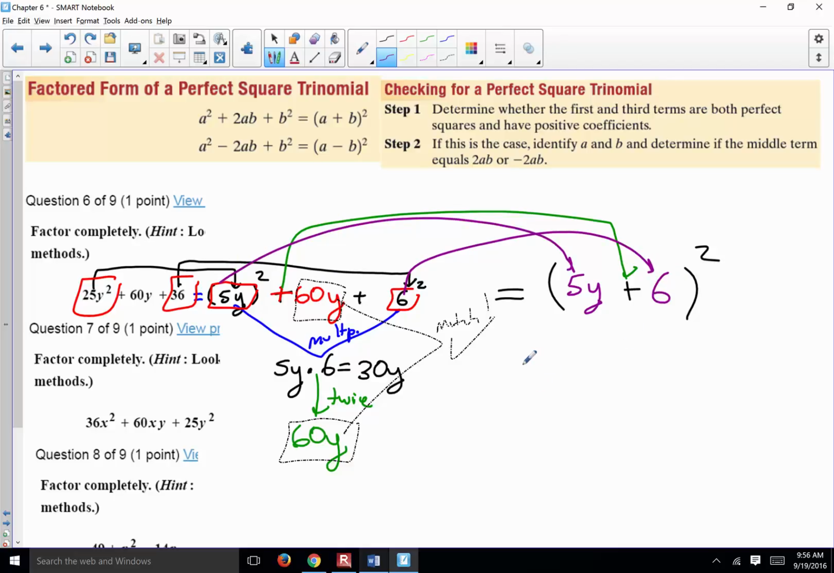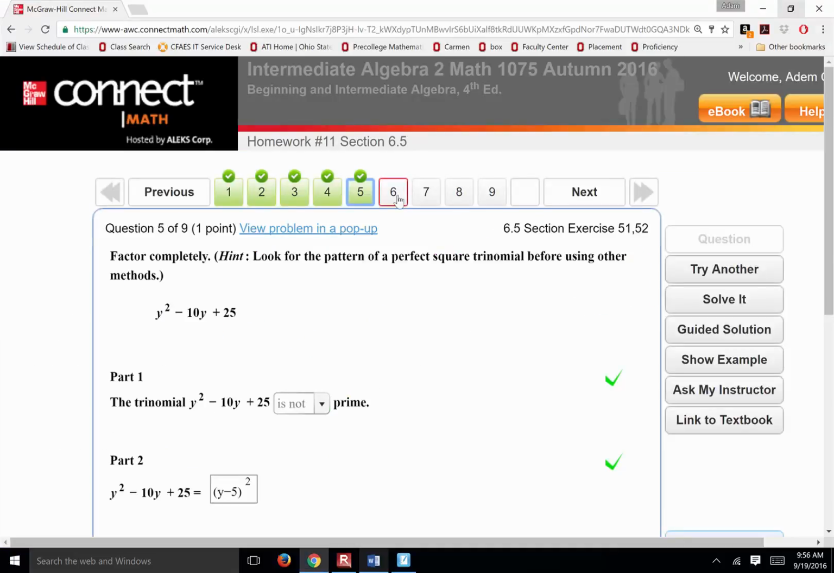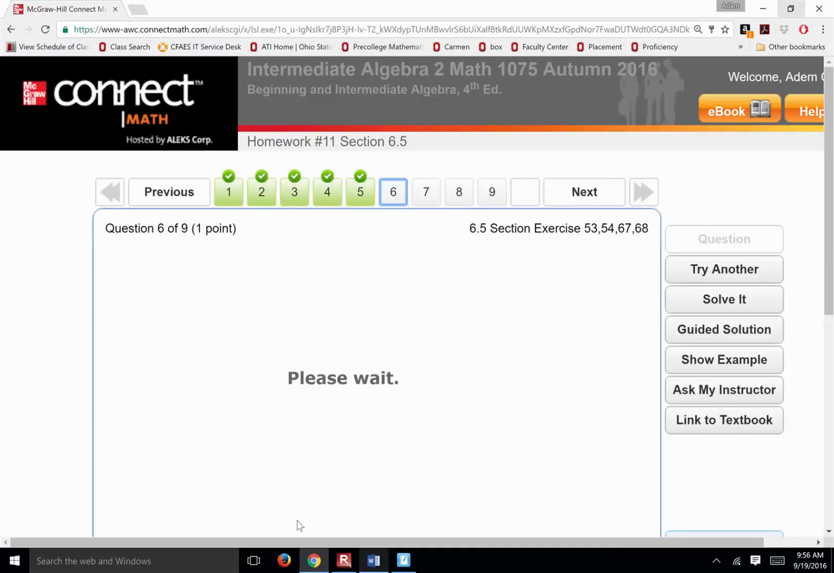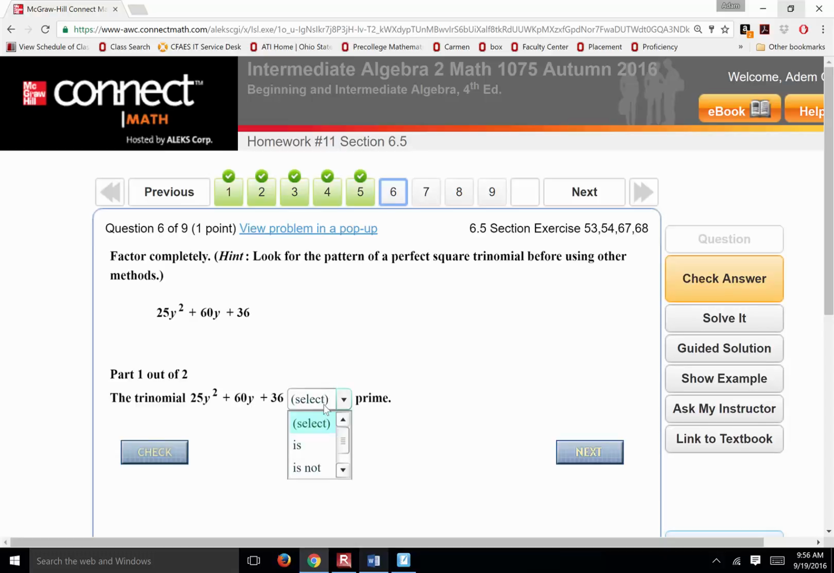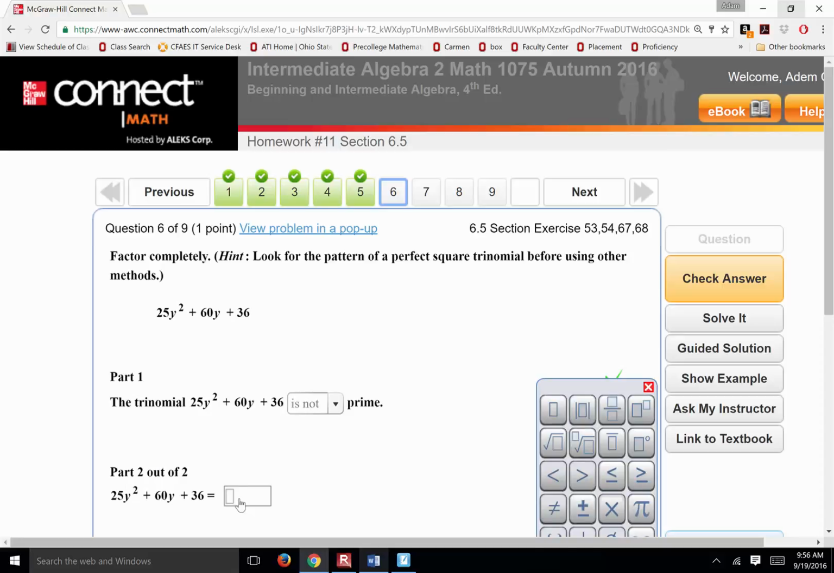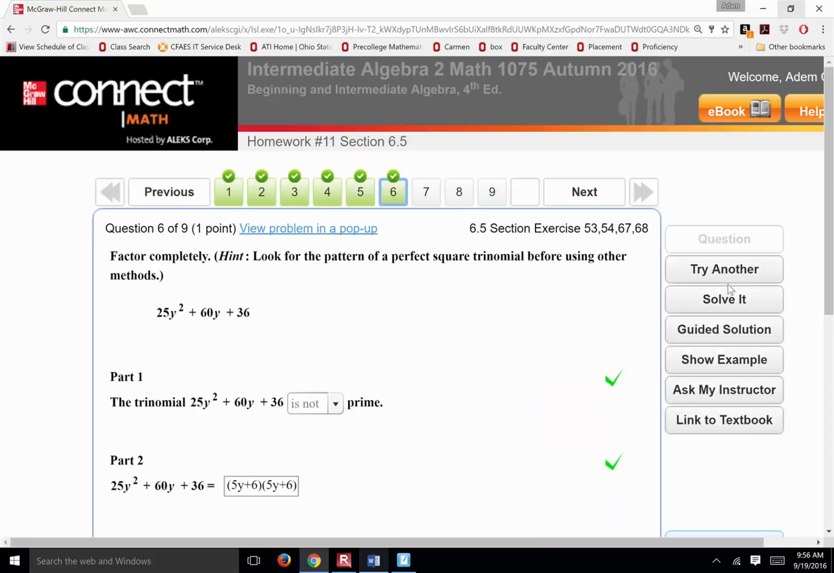Okay? This time, I'm going to write it separately. Let's see if it's going to like it. So it's not a prime as usual. And I will type it in 2 separate parentheses this time. One with 5y plus 6. One with again 5y plus 6. It liked it. Okay, you can put it into a square. You can put it separately. It's your choice.